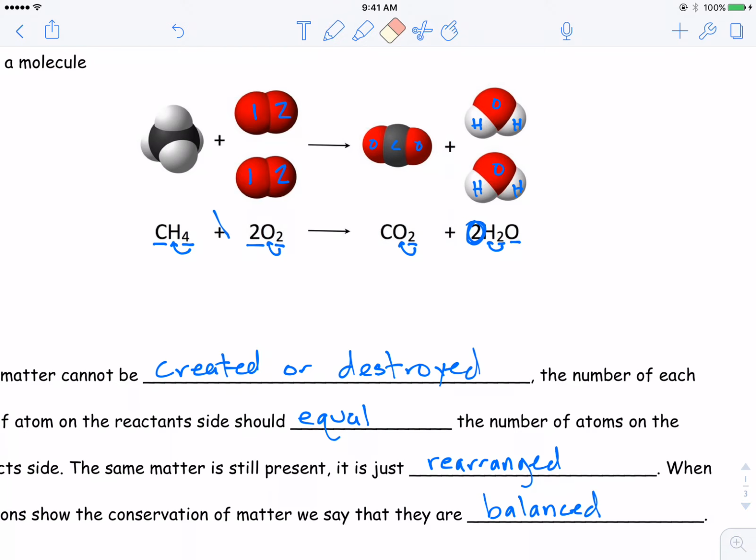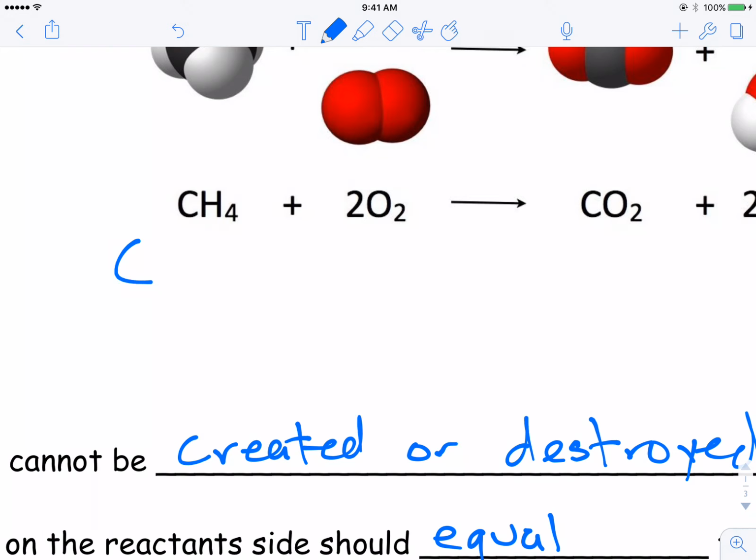So if I were to look back at this example of methane reacting with oxygen to form carbon dioxide and water, if I were to count the number of each type of atom on either side, I have one carbon atom on this side. I have a total of 4 hydrogens. And for oxygen, since I have 2 molecules of oxygen and each molecule has 2, I have a total of 4 oxygen atoms. And that's on the reactant side.